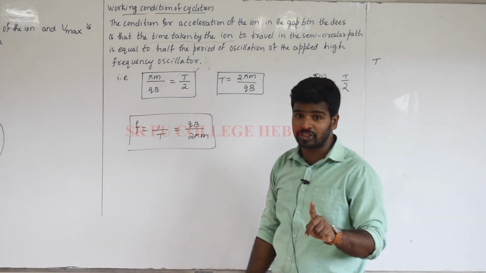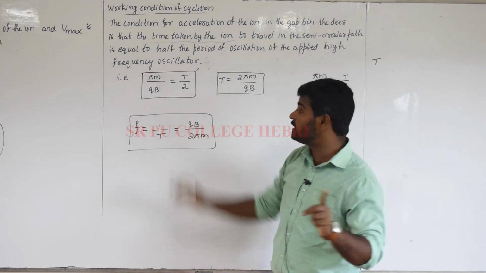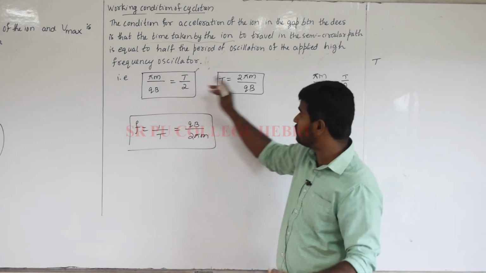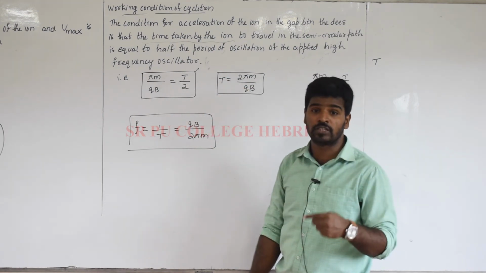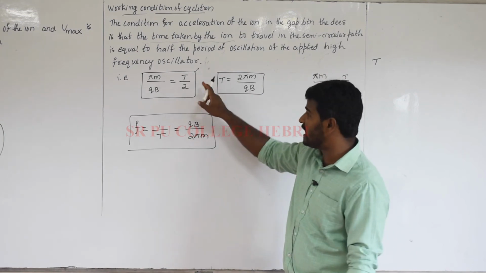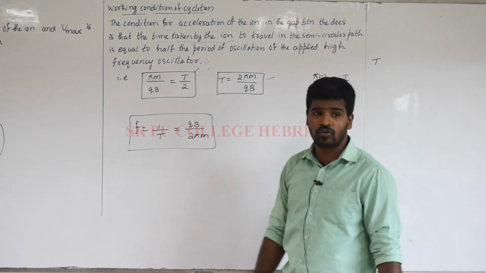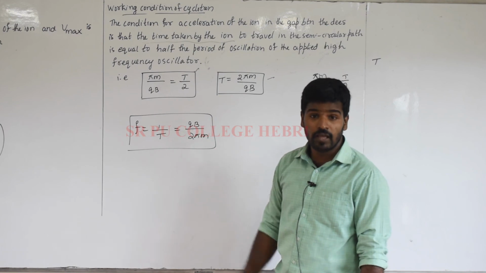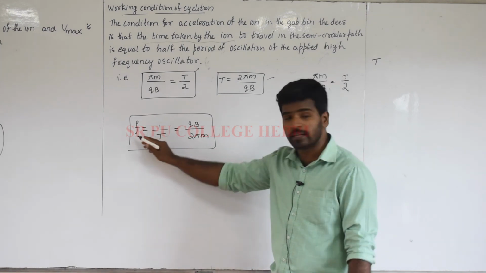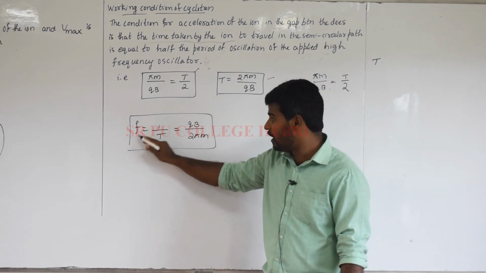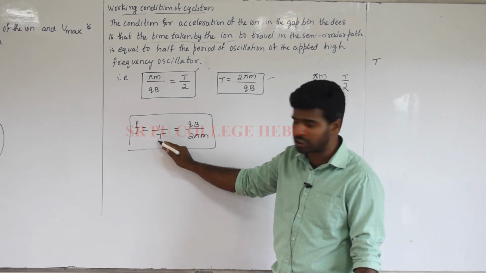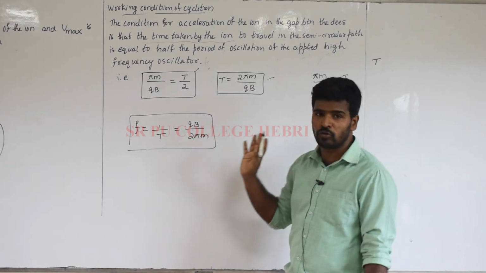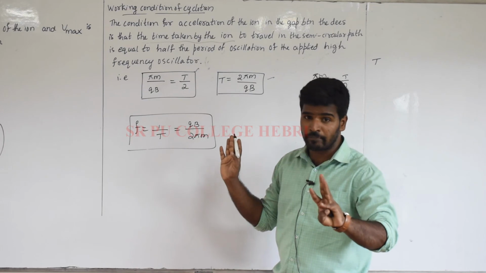Write the working condition of the cyclotron, either as a sentence or an equation. By using this we can calculate the time period of revolution of the charged ions. By rearranging, we get T is equal to 2 pi m divided by qB. Based on the time period, we calculate the frequency of the charged ions. F is equal to 1 by T, the reciprocal relation, which is equal to qB divided by 2 pi m. This is a 2 mark or 3 mark important question.